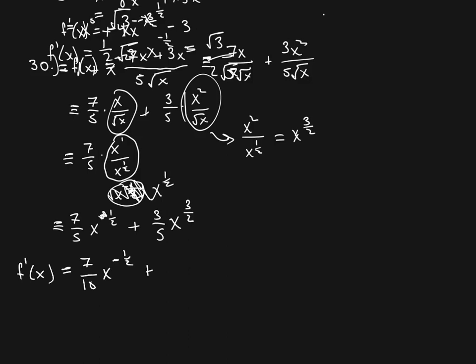Plus, now we've got 3/2 times 3/5, so essentially 1.5 times 3/5. And if you want to think about the math, that's fine. I'll go ahead and tell you that is 9/10. So 0.9 is what you get if you multiply 3/5 by 3/2. So this is 9/10 times x to the 3/2 minus 1, which is, of course, just the 1/2. So there we have it.